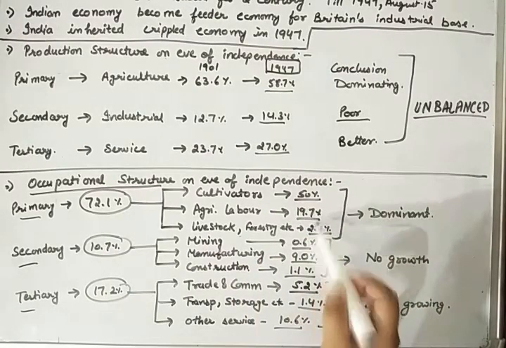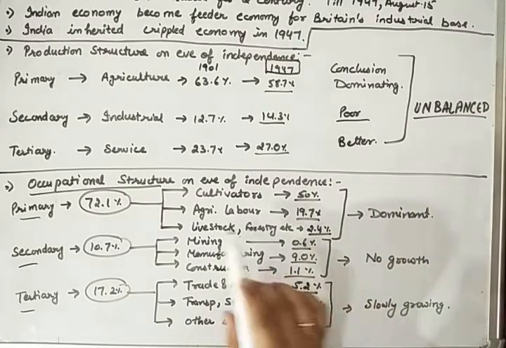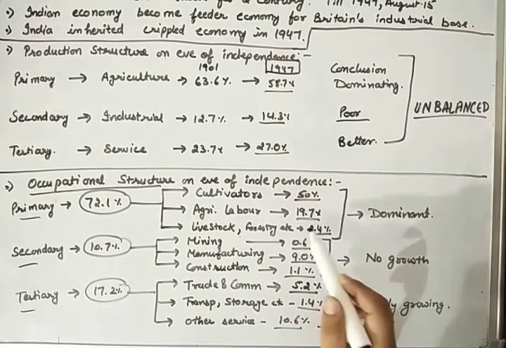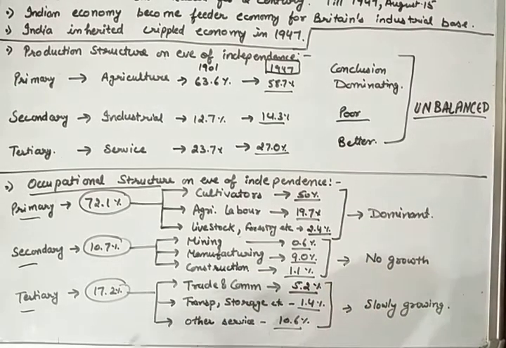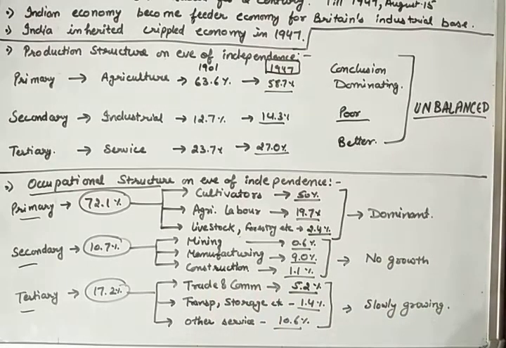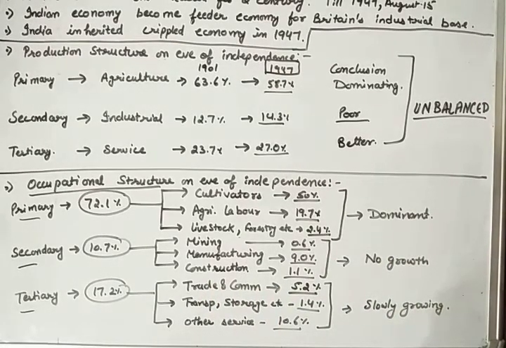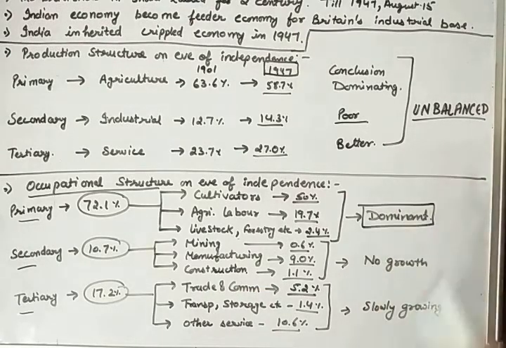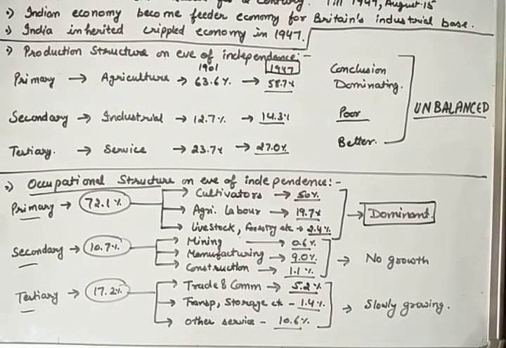And 19.7% population was doing agriculture labor. That means they are working in someone else's field. They were doing work for someone else in agriculture. Else 2.4% was doing livestock, forestry and fisheries work. That shows that our agriculture sector is very much dominating at the time of independence. In ancient time as well as in modern time, our agriculture sector is the main sector. Our economy is agriculture based economy, so we can say that it is dominating.